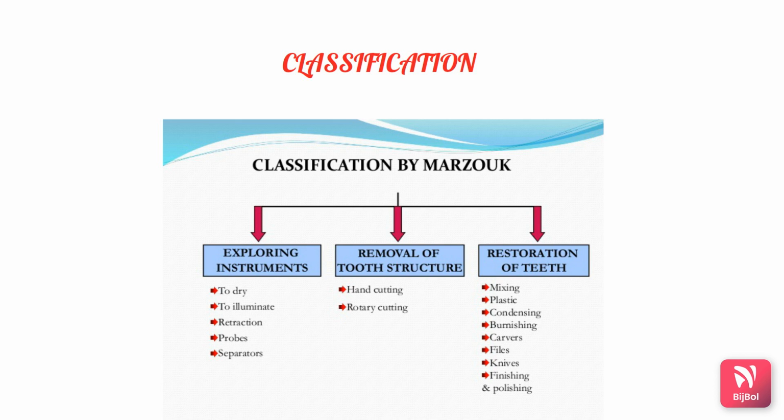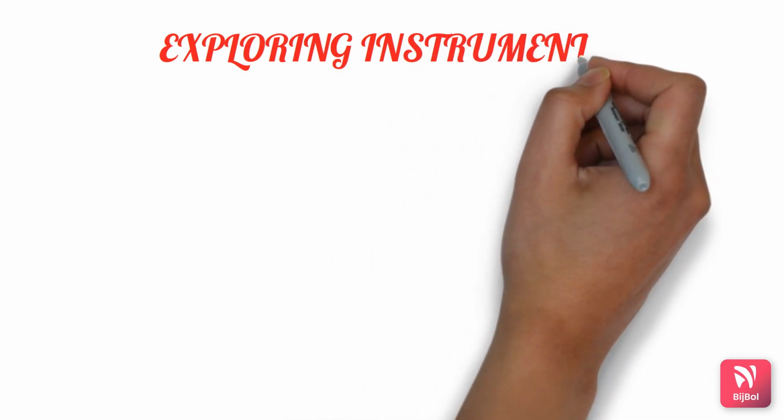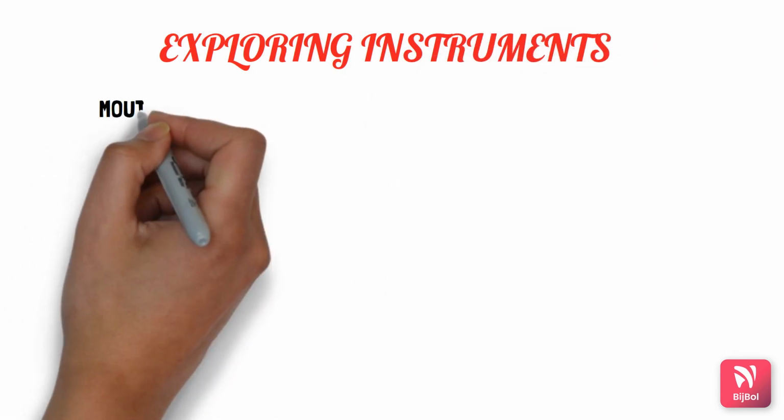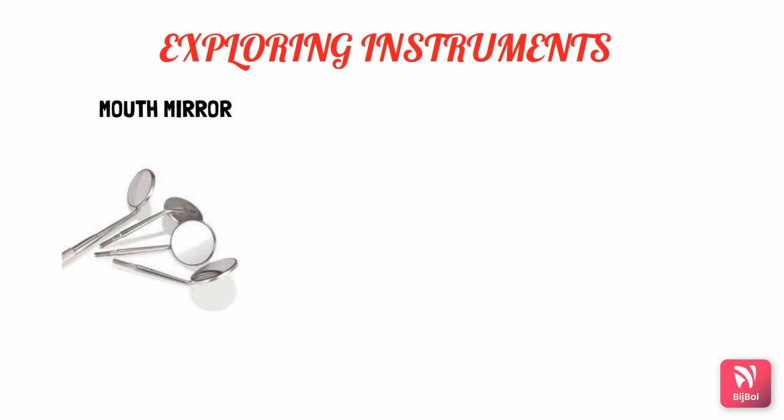Now we can see the description of various instruments, such as the exploring instruments, which include the mouth mirrors. It helps in direct visualization of the field of operation and also helps in illuminating the operating area and the indirect visualization of obscure areas of the mouth. They are available in various sizes such as number 2, number 4 and number 5. Of these, the 4 and 5 are the most commonly used sizes, which are round in shape.